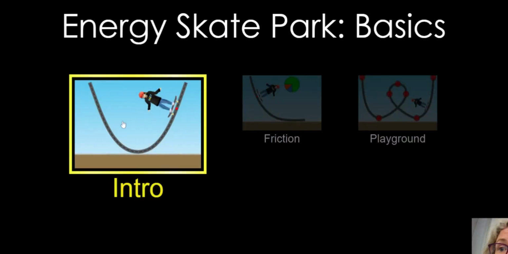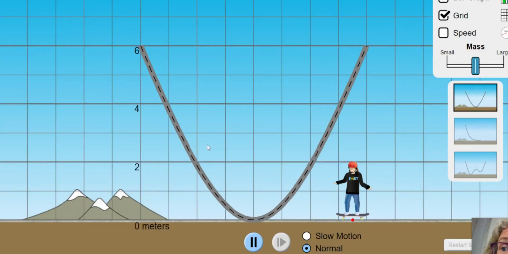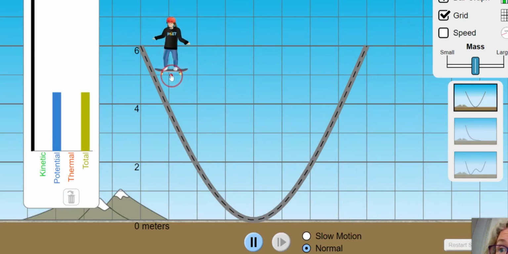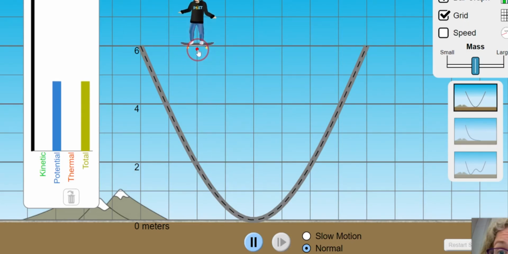I just click play. I have my students start in intro. And the first thing I have them do is to put in a grid so we can see how many meters off the ground the skater is. And I also ask them to turn on the bar graph. And then I have them go through a series of activities where they're looking at how, when they change the height of the skater, how does that affect the potential energy and the total energy?